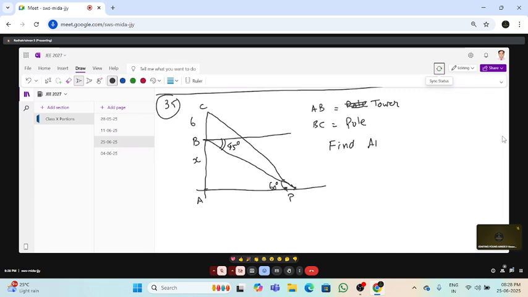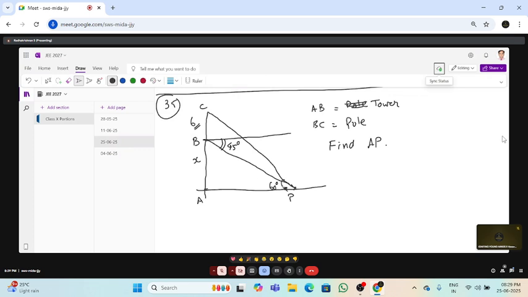Okay. So there is a tower AB. On top of it, there is a pole BC. And it's given that the pole height is 6. So BC equal to 6. Correct? The pole is 6 meter high. Pole height is 6 meters. So BC is 6. And AB we don't know.